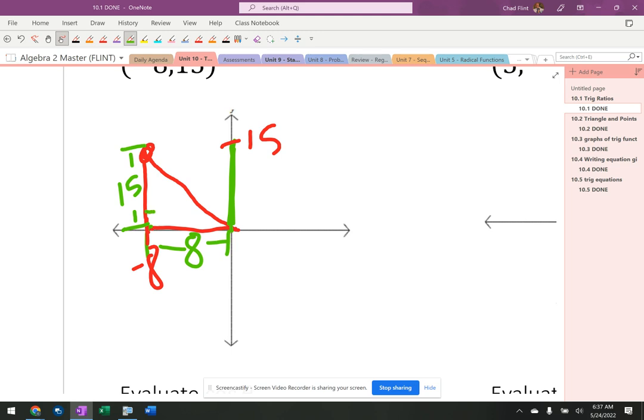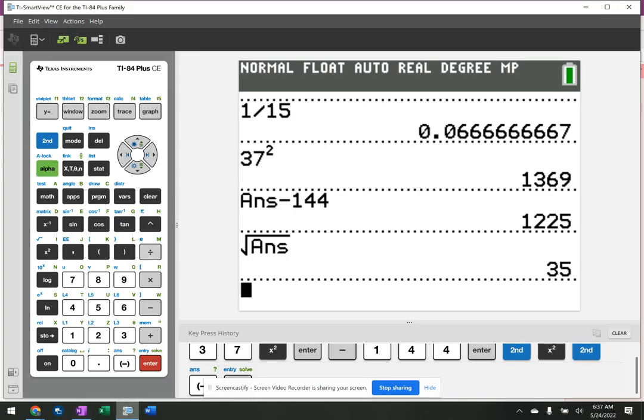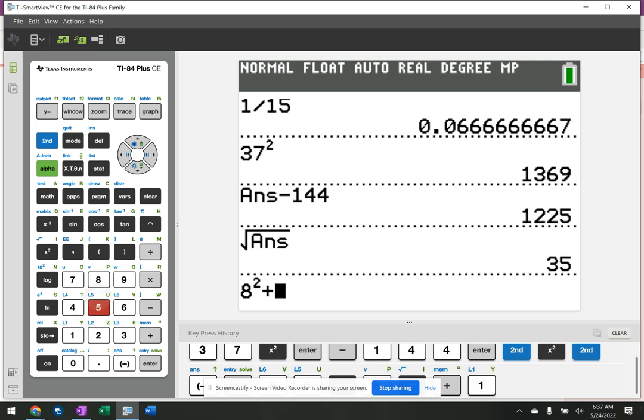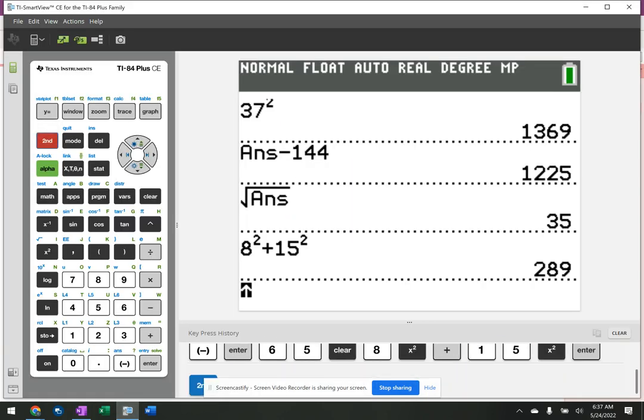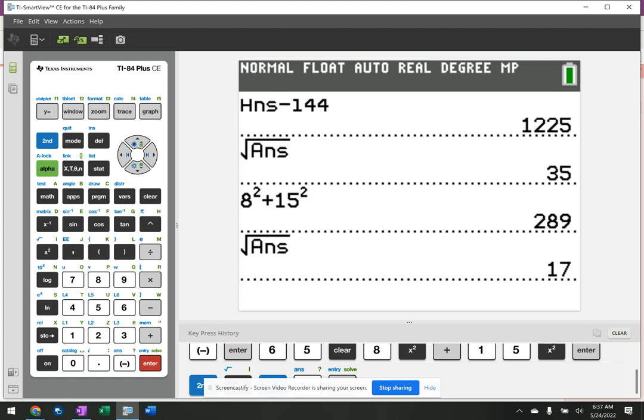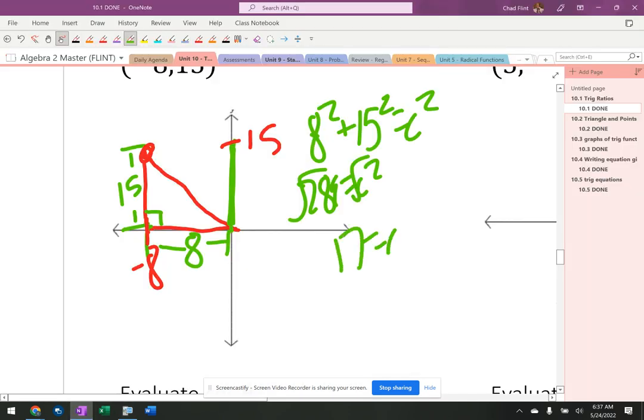So now I have a right triangle and I know two of the sides, 8 and 15. So 8 squared plus 15 squared equals c squared. 8 squared plus 15 squared is 289. So 289 equals c squared. I think that's 17. So 17 equals c. So now I have a right triangle.